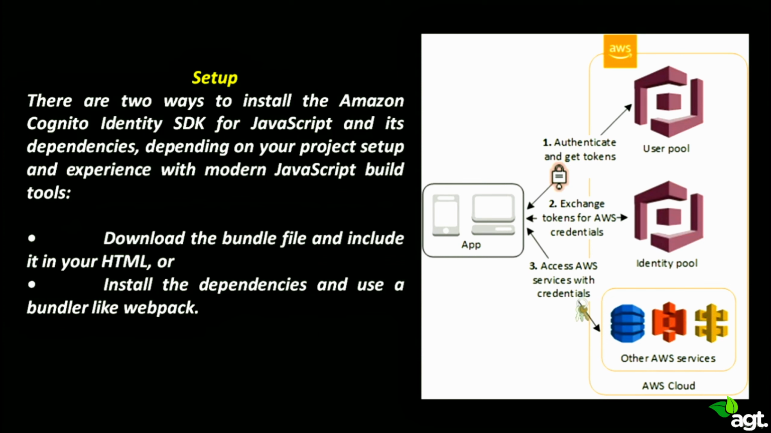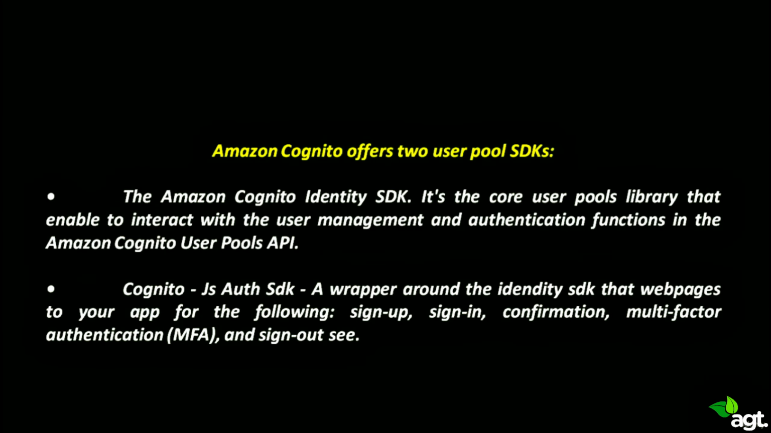So how to set up? There are two ways to install the Amazon Cognito Identity SDK for JavaScript and its dependencies, depending on your project setup and experience with modern JavaScript build tools. Download the bundle file from npm and include it in your HTML, or install the dependencies with a bundler like Webpack. This is sample code, and the separate JavaScript file is also available here.